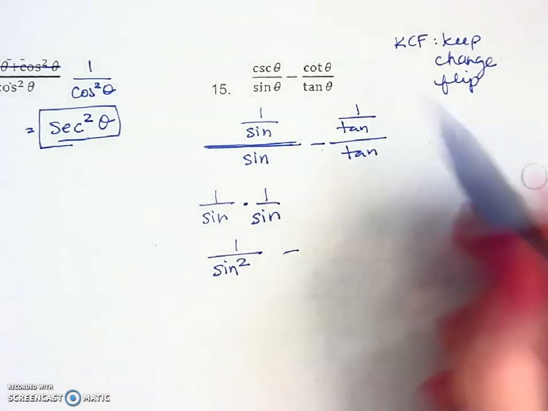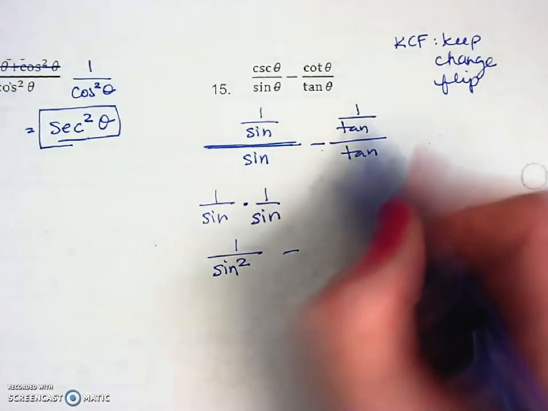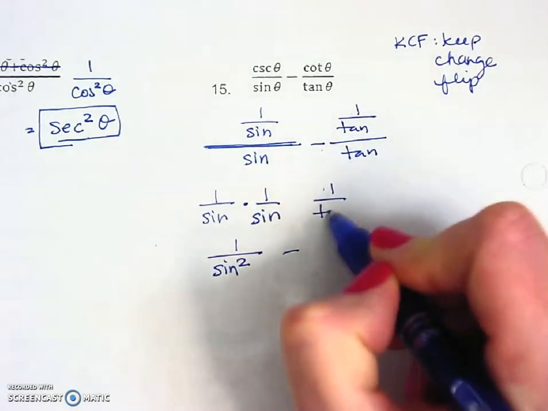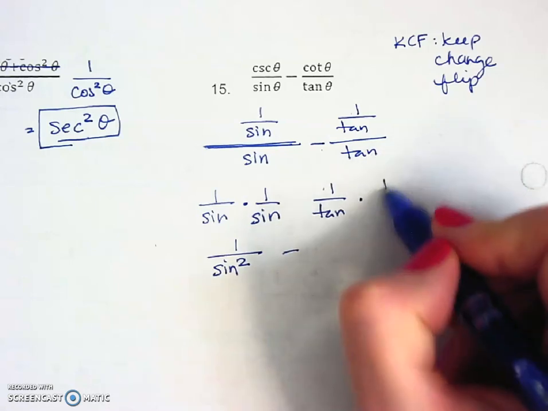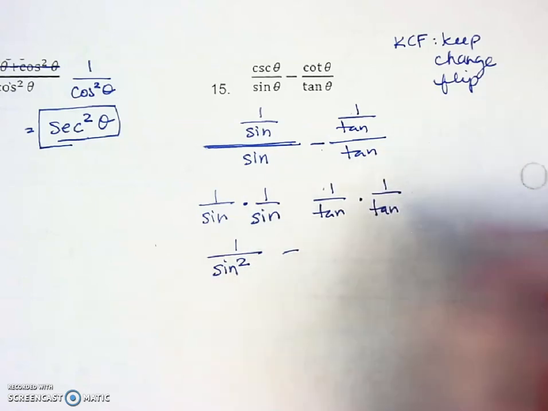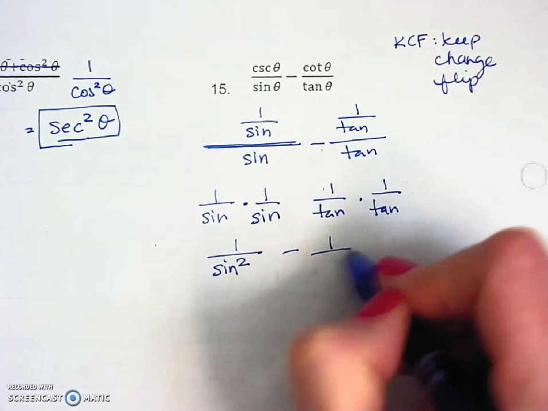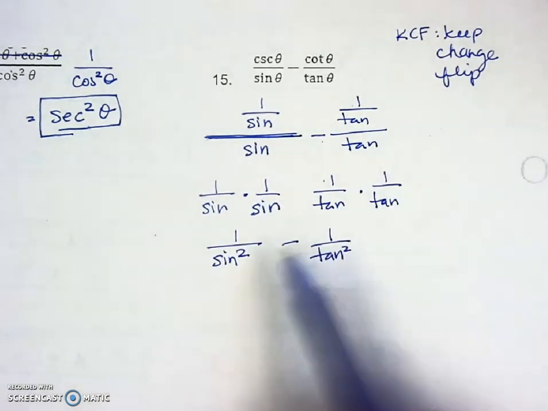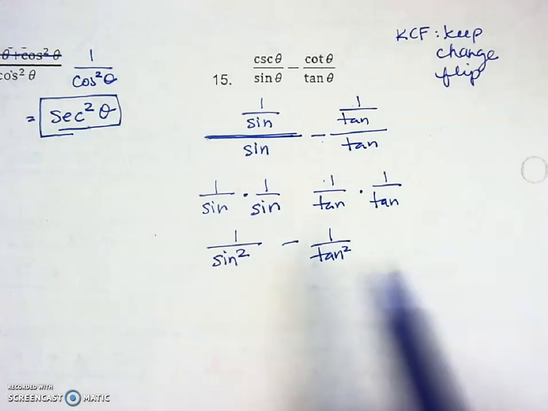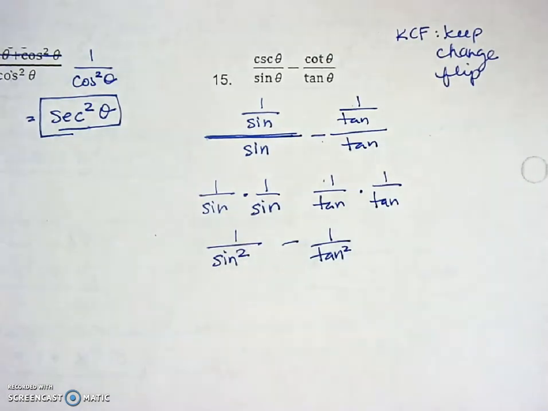minus. Now I'm going to do the same thing with the tans. So 1 over tan times the reciprocal of the denominator, which was tan. So taking the reciprocal of that is 1 over tan. And multiplying across the top and bottom gives me 1 over tangent squared. So now I'm subtracting two fractions. And in order to do that, I need a common denominator. And there's different ways that you can do this.